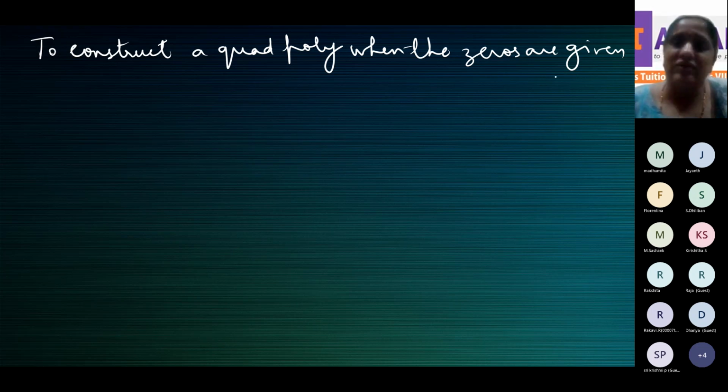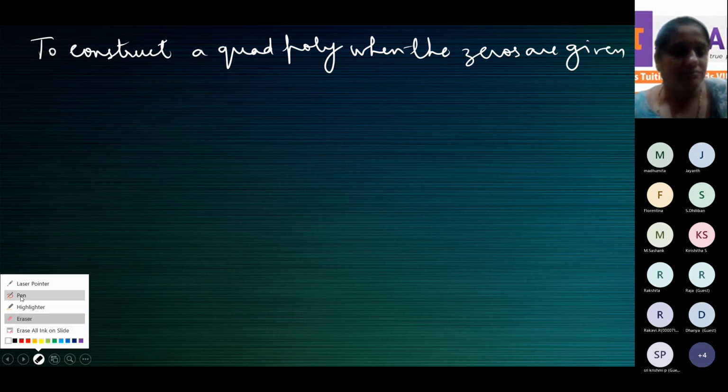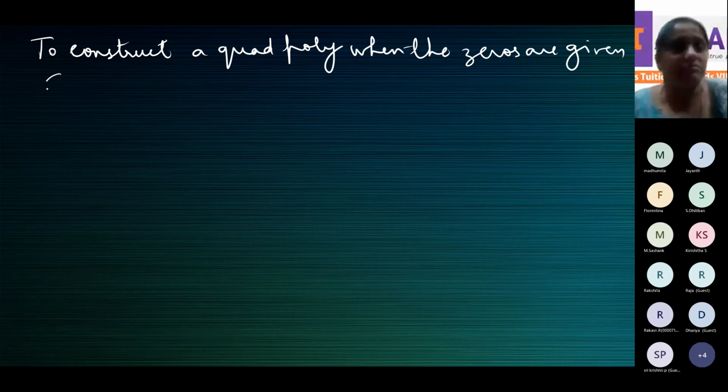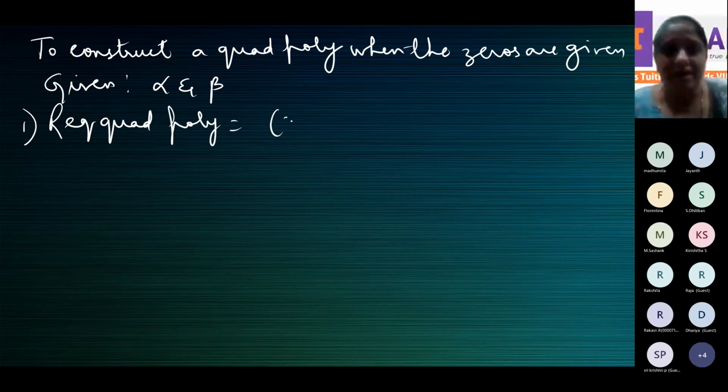So how do you construct a quadratic polynomial when the zeros are given? What are the zeros? Alpha and beta. So there are two ways. You're given alpha and beta. So how do you construct? One, the required quadratic polynomial is equal to x minus alpha into x minus beta.